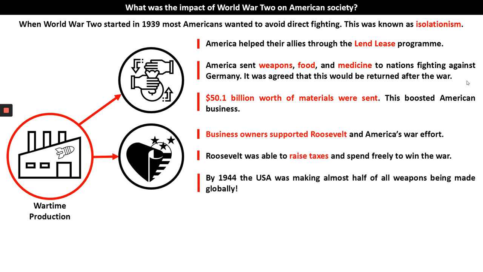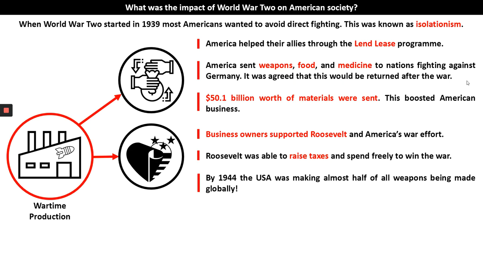There was also a sense of patriotism in American business. Business owners supported Roosevelt and America's war effort. And so because of this, Roosevelt was able to raise taxes and spend freely to win the war. We know from previous videos that Roosevelt believed in an active government, a government that actively spent to get out of crisis, and Roosevelt was able to rely on the American people to help him.